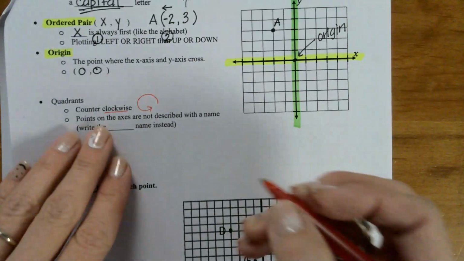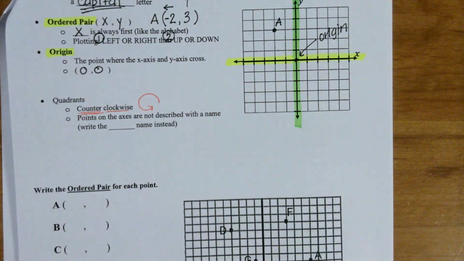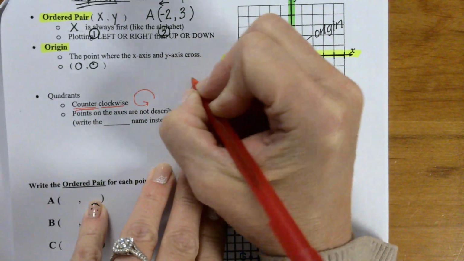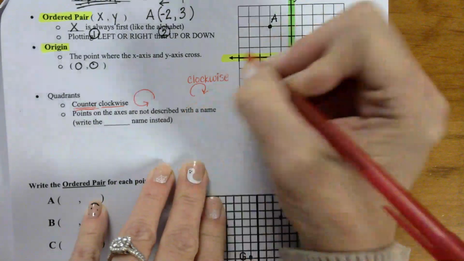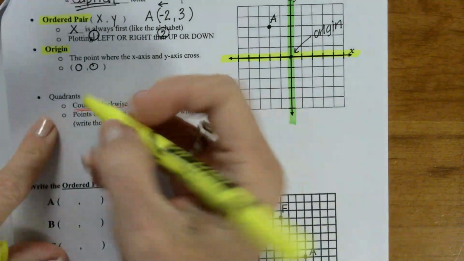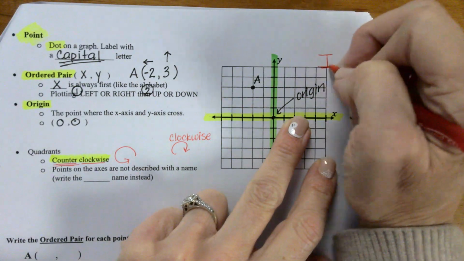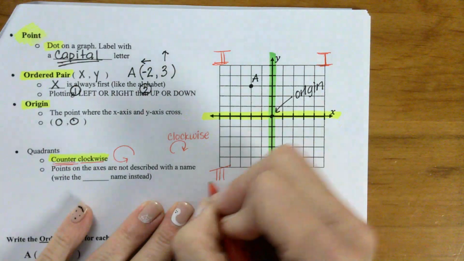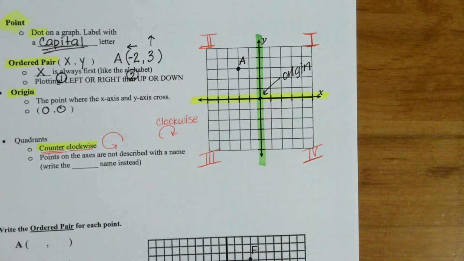Okay, so this is counterclockwise. It means we're going to the left in a circular fashion. Just so you know, this direction is clockwise. Counterclockwise is the way we go on the coordinate plane. So we start in quadrant 1. This is quadrant 1. This is quadrant 2. This is 3. And this here is 4. Those are your quadrants.